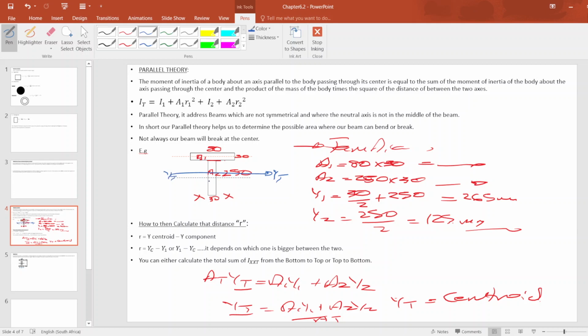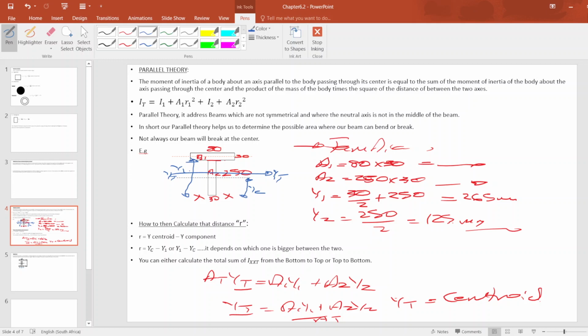Then this one here is our Y1. From there to there is our Y2. Then from there to there is our Y1. That's what we have here. Then we managed to calculate our YT.